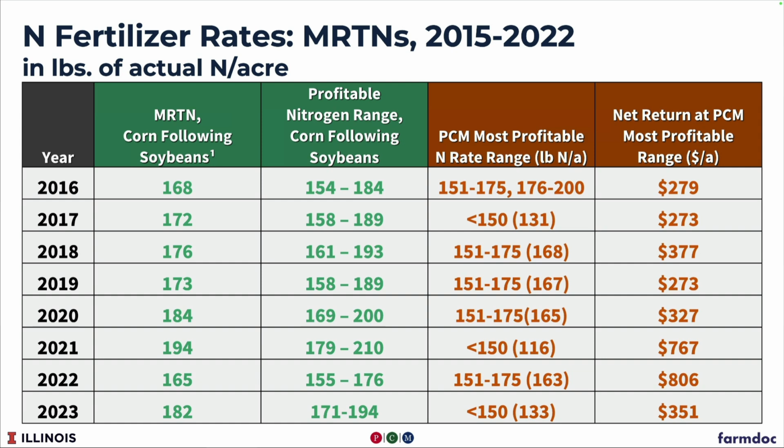Okay, so what you're looking at here is an assessment, sort of a proofing of the MRTN using PCM data. And this is, I think, really, really interesting. So the MRTN, the maximum return to nitrogen, first of all, it's used in 7 different states, and it started in Iowa and Illinois.